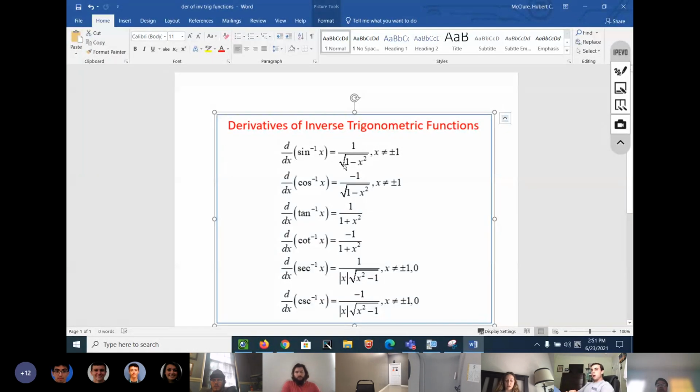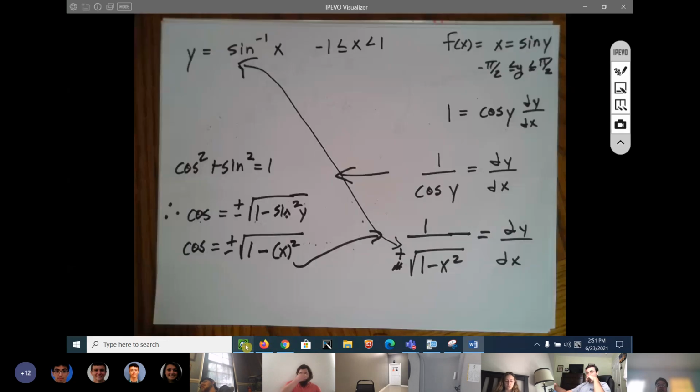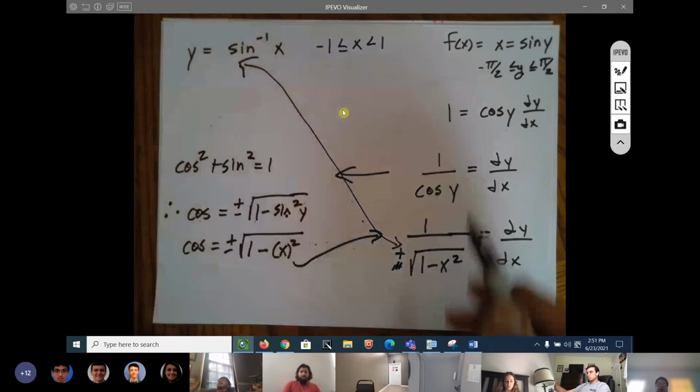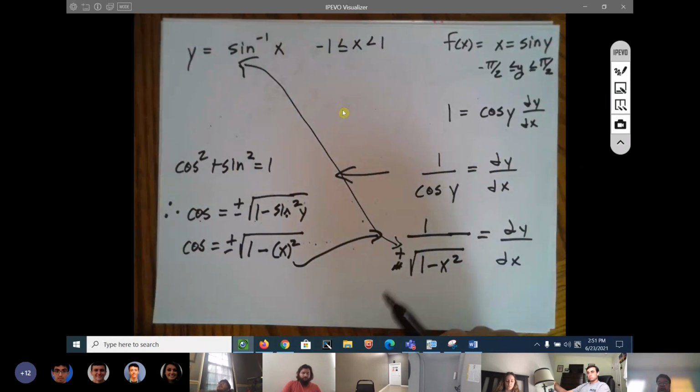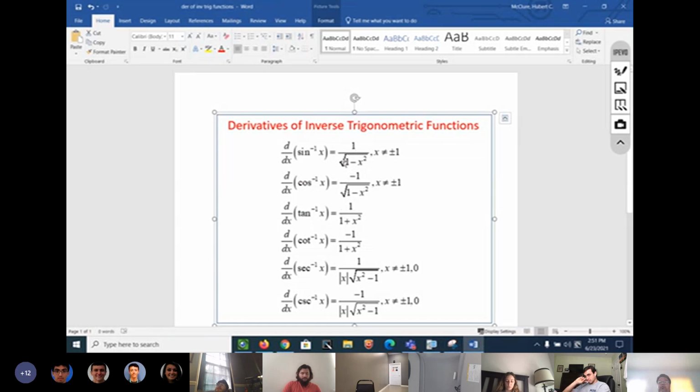Now, the reason it's positive is because you can't take the square root of a negative. So that's why this is positive. It's always going to be the positive. Okay, so that's how you get all 6 of these. Now, I'm not going to go through each derivation, okay? But that's basically how you get all 6 of these: 1 over square root, negative 1 over square root, 1 over that, negative 1 over that, 1 over absolute value, negative 1 over absolute value. That's how you get those.